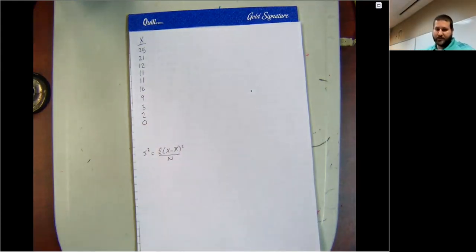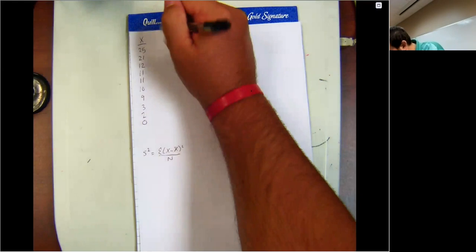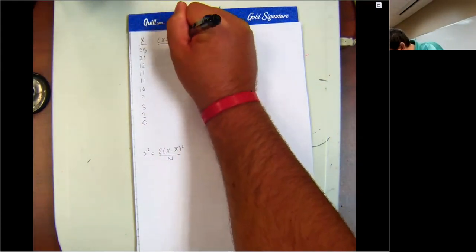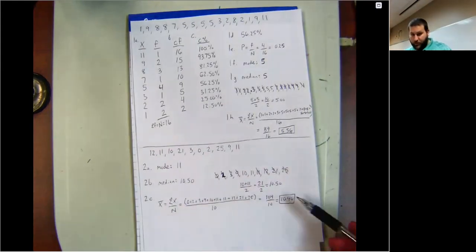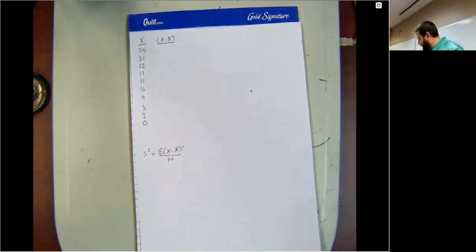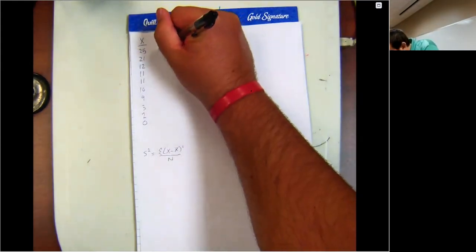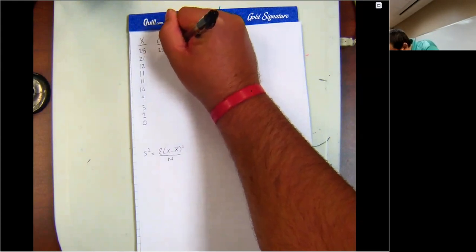Well, we need x minus x bar, then we need to square x minus x bar, then we need to sum it up, right? So the first column we need is x minus x bar. To get x bar, we look back, we just calculated in 2C, we calculated the mean, 10.4, so that's our x bar, right? So we already have it, 10.4. No need to calculate it again. What we're going to do is take each of these raw scores and we're going to subtract the mean.